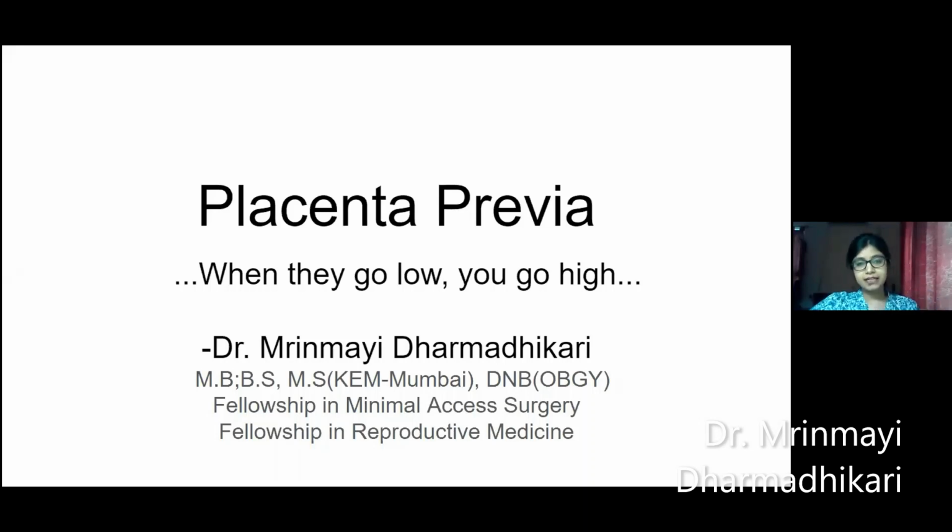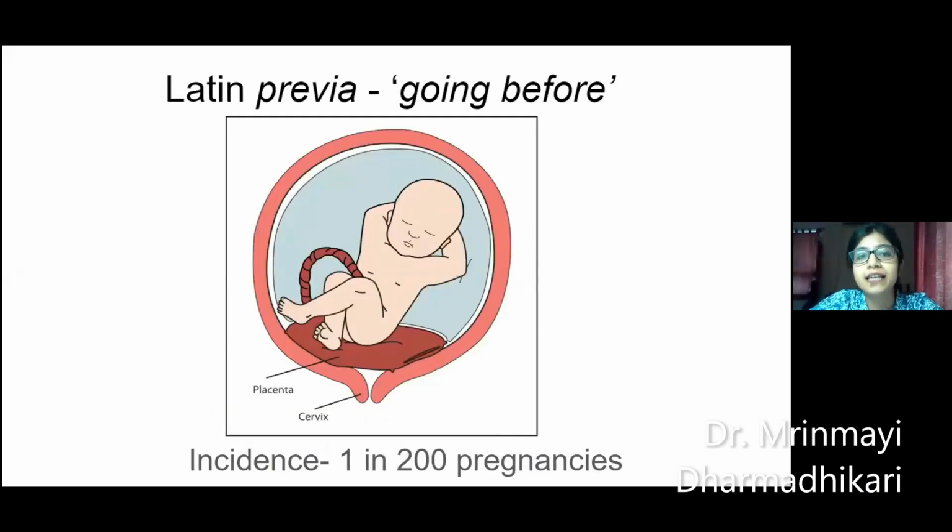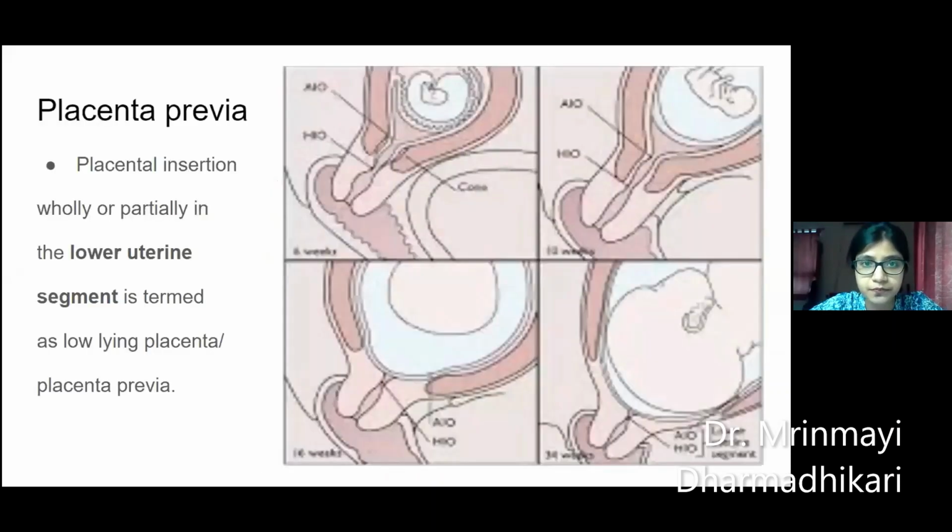So let's start Placenta Previa. Now the term Placenta Previa, the Latin term previa literally means going before. So as you can see, this baby very well rested on the placenta. The placenta goes before the presenting part in these pregnancies. Now the incidence of Placenta Previa is rising, mostly because of the rising incidence of cesarean sections. The current incidence is 1 in 200 pregnancies.